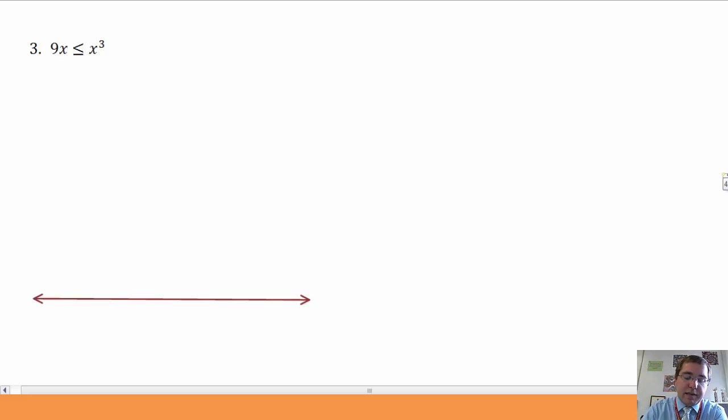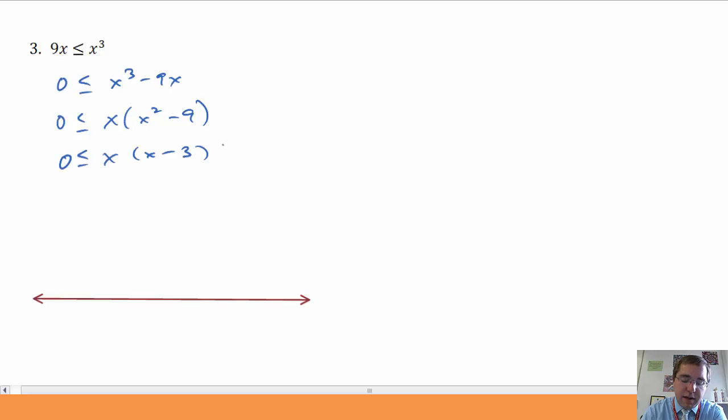9x is less than or equal to x cubed. Let's get everything on one side. So maybe I'll move everything to the right. So 0 is less than or equal to x cubed minus 9x. Now we have a 0 on one side, so we need to factor the other side and look for a greatest common factor. They each have a factor of x, so we can take that out, and that will leave us with x squared minus 9. X squared minus 9 is the difference of squares, so that's x minus 3 times x plus 3. And now I have it factored.